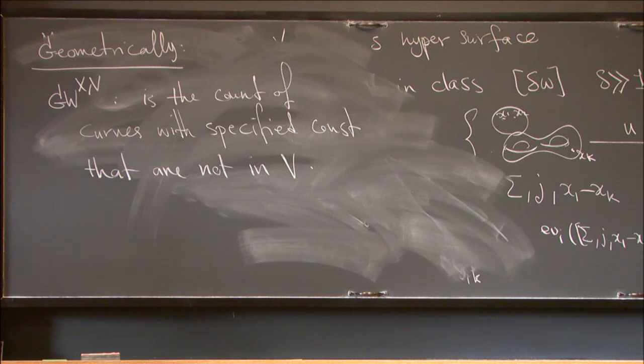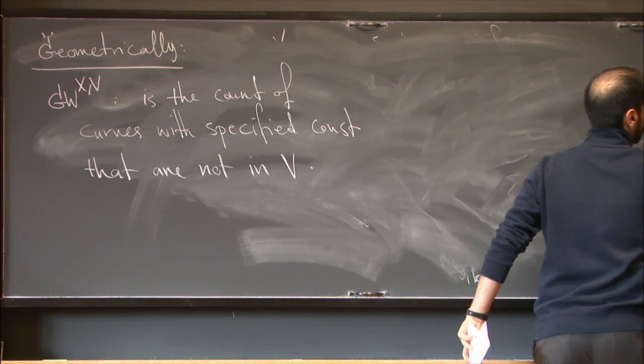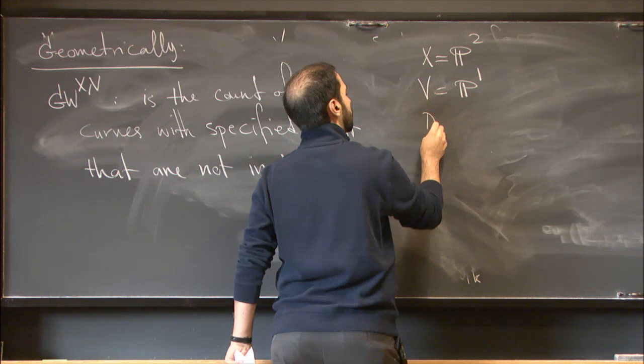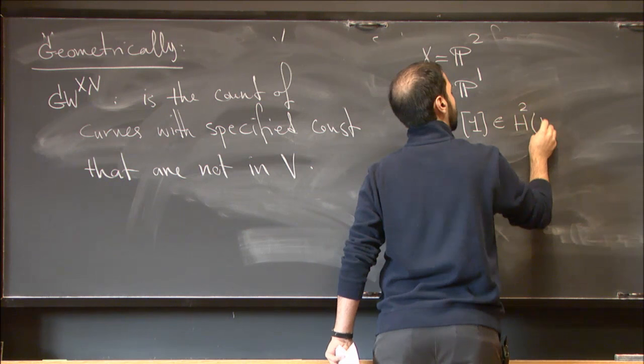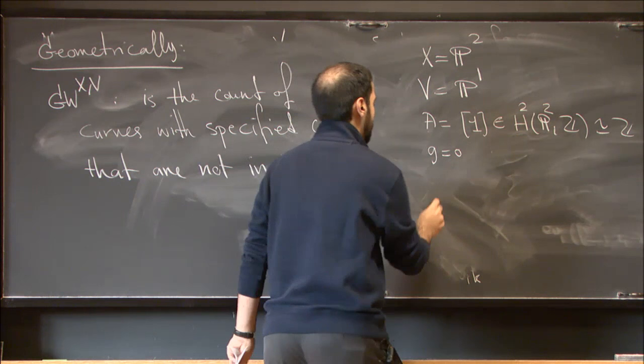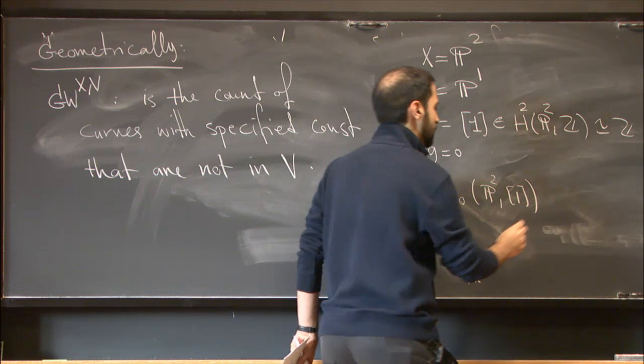Now, let me write an example to see how the two compactifications are different. Let X be P2. Let the divisor be just P1 inside P2. Let the homology class be the class of just a line, and the genus be 0. So if you consider the moduli space of genus 0, no marked points, inside P2 in the class of a line, that's just the space of lines inside P2, which is isomorphic to P2 itself.